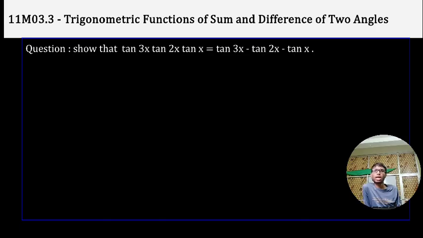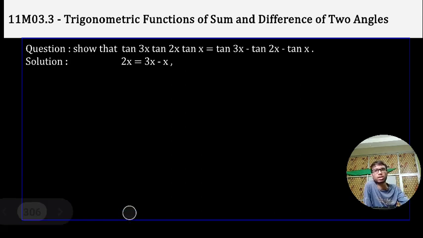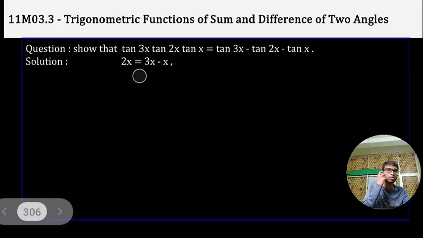Ready for a challenge. So tan x times tan 3x, then times tan 2x, then again times tan x is equal to this much. Here we have to prove that LHS is equal to RHS. This is what we have to prove. Let's see what will happen. 2x is equal to 3x minus x.